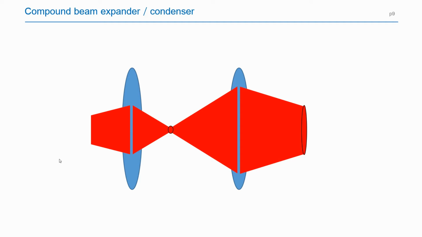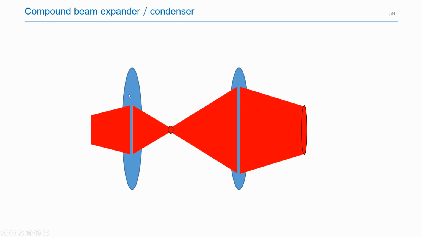So let's talk about a slightly more complicated device, which is the compound beam expander, which can also be used, of course, as a condenser. This is what you'll get if you buy a beam expander from an optics house. So there are two lenses. One of them has a short focal length, the other one has a long focal length. And you place them such a distance apart that the distance is the sum of the two focal lengths.